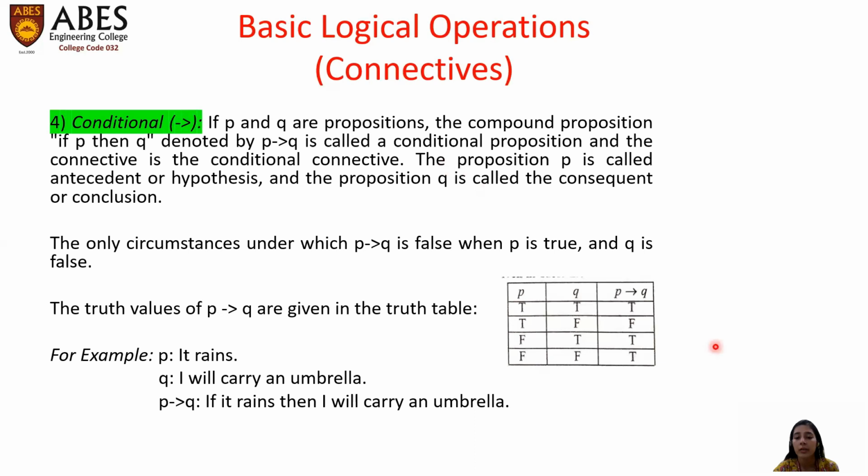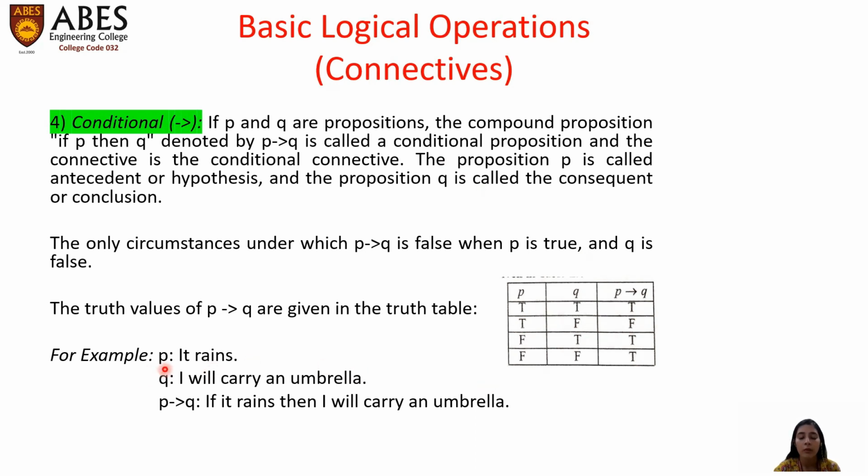Now we can see the truth table. In this truth table, P implies Q, or P conditional Q, is false when P is true and Q is false. So when P is true and Q is false, in this case only, the result of P implies Q will be false, otherwise the result will be true. So this is the truth table corresponding to the conditional logical connective.